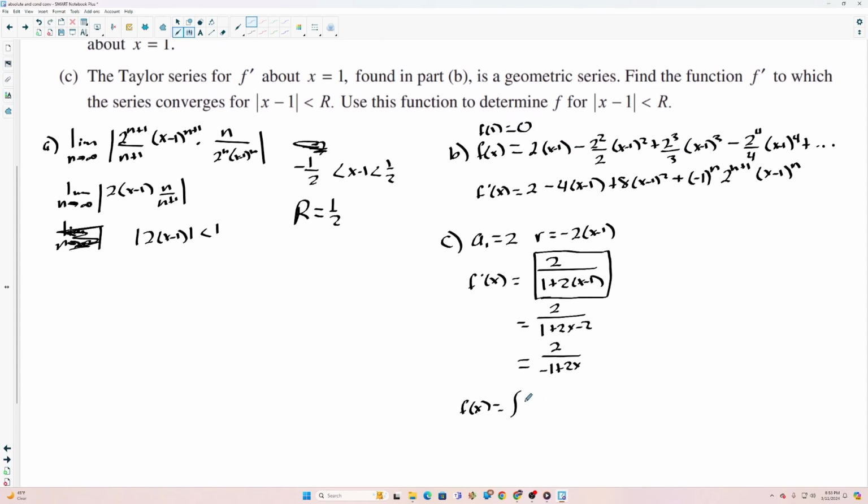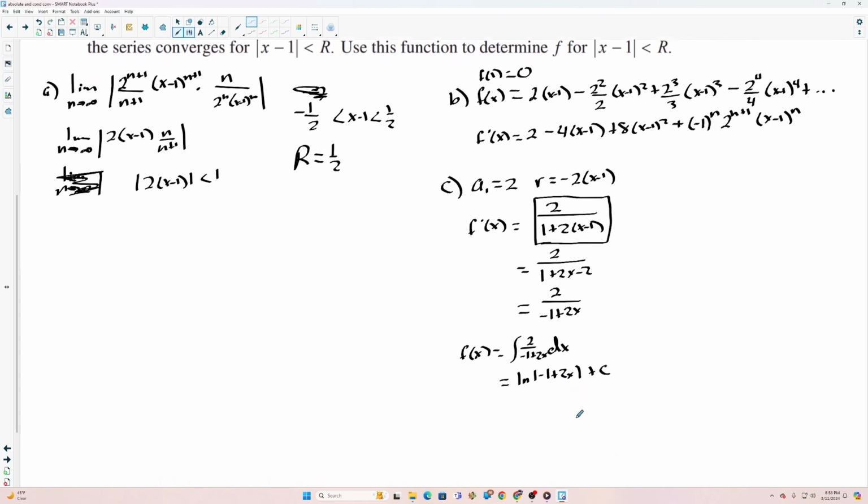All right, let's take a look at this one then. We got 2 over negative 1 plus 2x dx. And so f of x is equal to, let's go with natural log of the absolute value of negative 1 plus 2x. And then that's going to be plus c. Now, we'd get the 2 if we took the derivative of this. It'd be 1 over negative 1 plus 2x and then times 2. And we would get that 2 when we took the derivative.